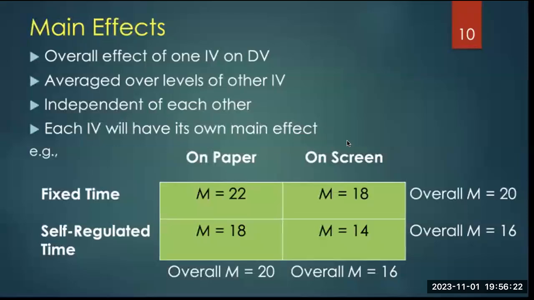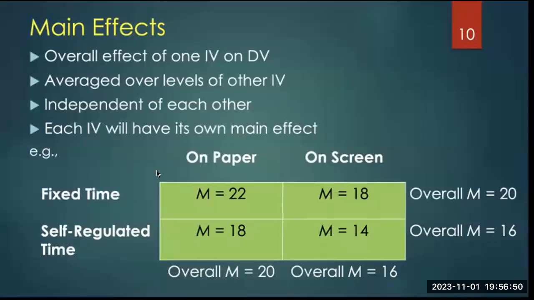Now let's look at what is their overall average on screen. We average out how they did when it was fixed time, which is 18, and when it was self-regulated, which is 14, and the overall average is 16. So we can see the overall average when people took it on paper is higher than the overall average when they read it on screen, right? When they read the materials on a screen.